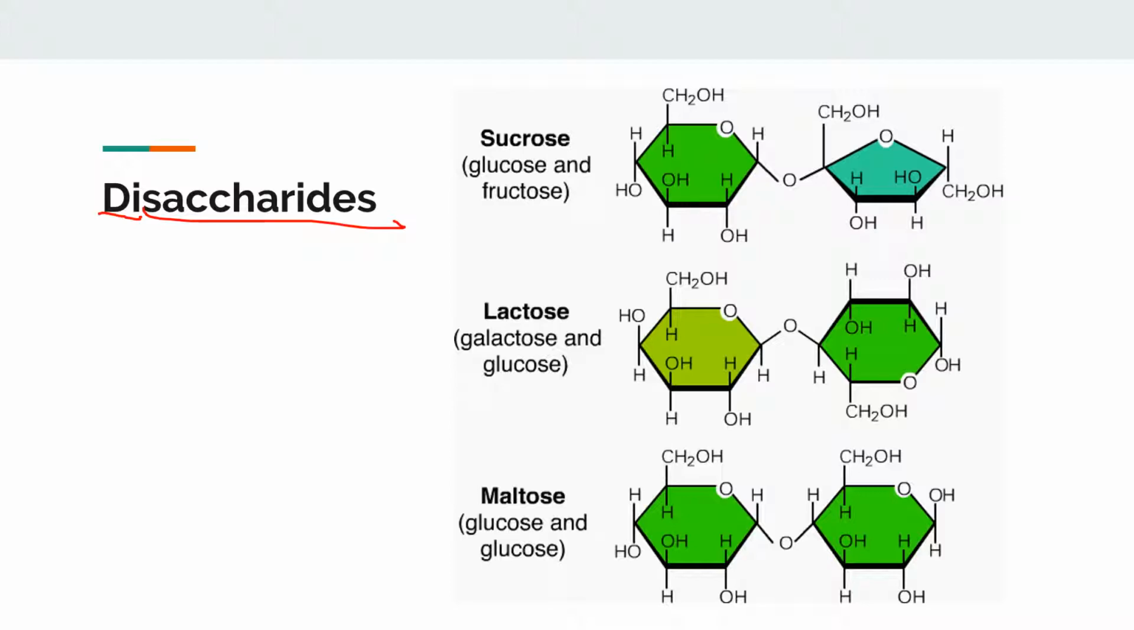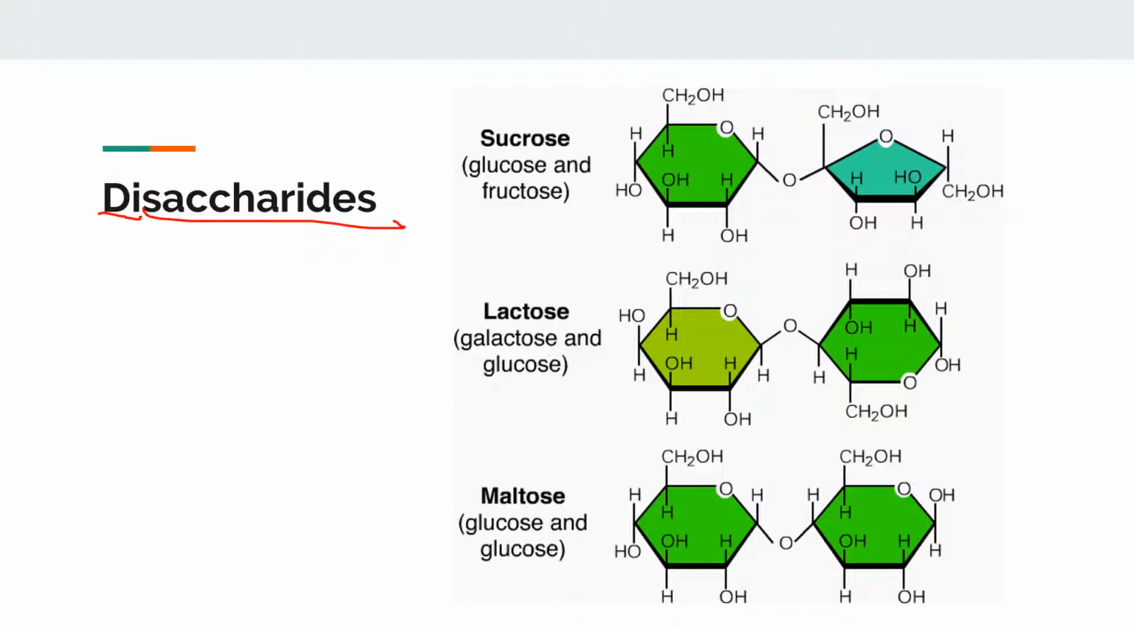Lactose, which is our milk sugar, is galactose bound to glucose. And maltose is 2 molecules of glucose bound to each other. Maltose we actually really only see in the fermentation of grain products. Lactose we only see in milk. And sucrose is your common table sugar, and that's also something that we would see in fruits and some vegetables.